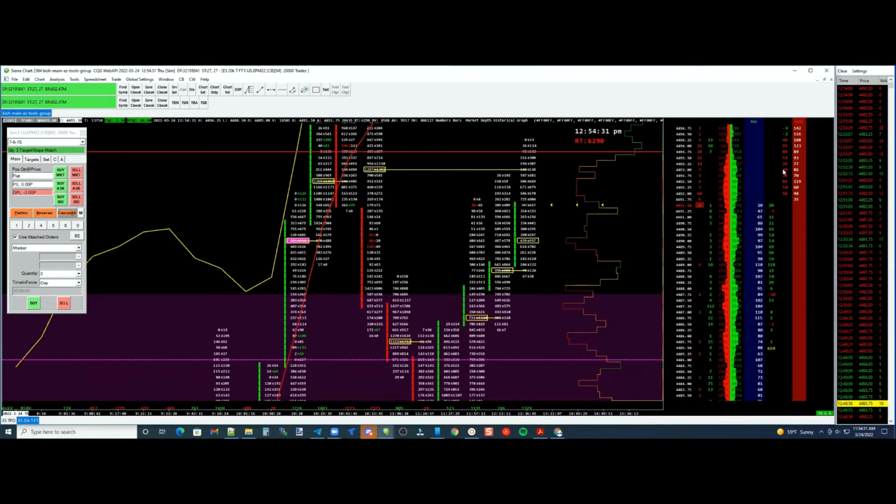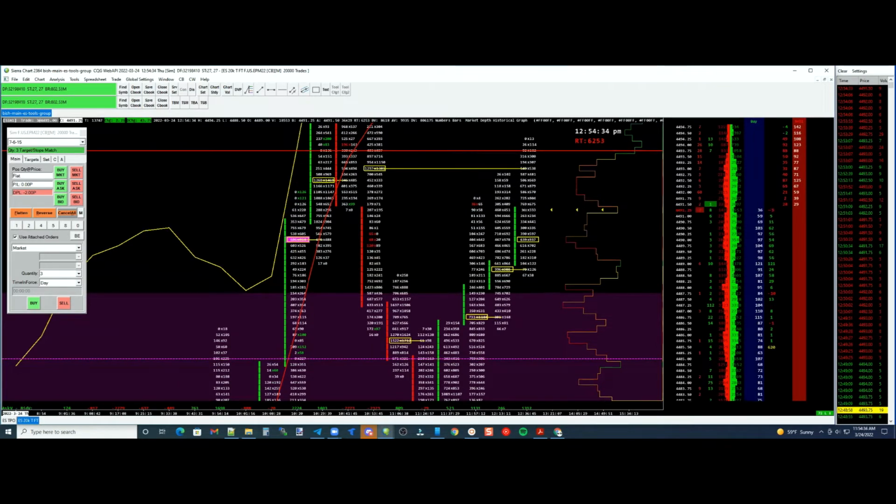Or the chart DOM, I'm sorry. So the chart DOM that you can execute orders off of. Now there's also the control bar. So that's this bar up here that, quite frankly, I don't use. I would never use it, but it is available.